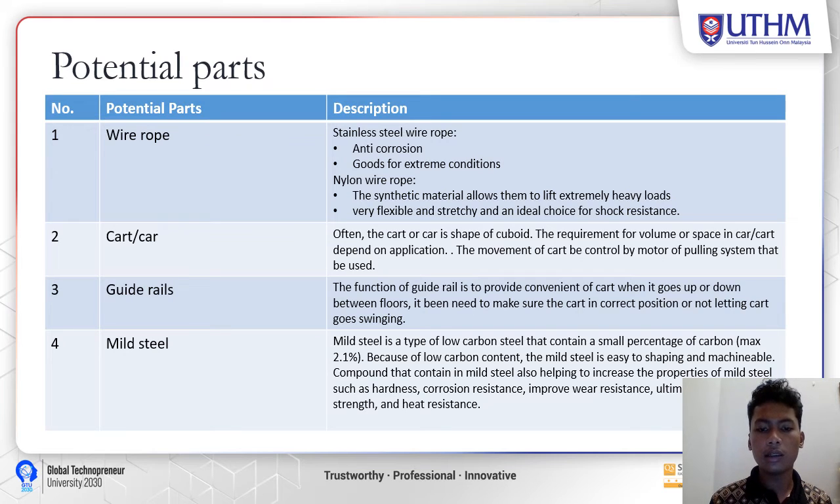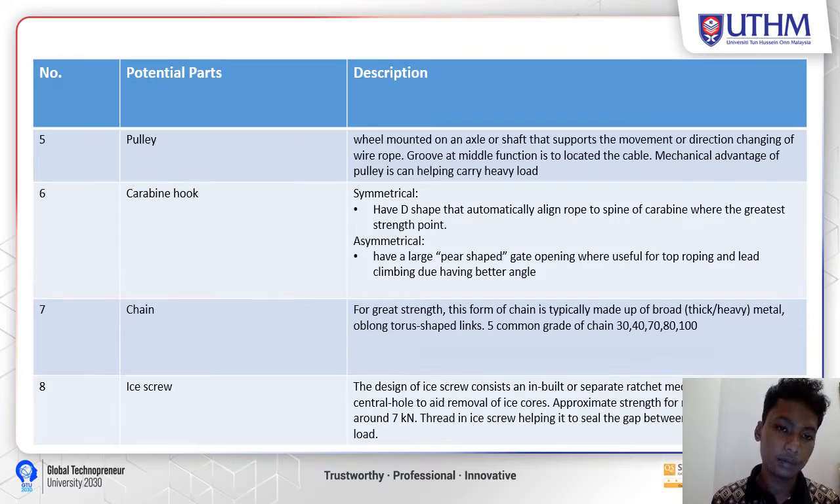Mild steel is a type of low carbon steel that contains a small percentage of carbon. It is easy to reshape and has good machinability. The compounds contained in mild steel help to increase its properties, such as hardness, corrosion resistance, impact resistance, and many more.